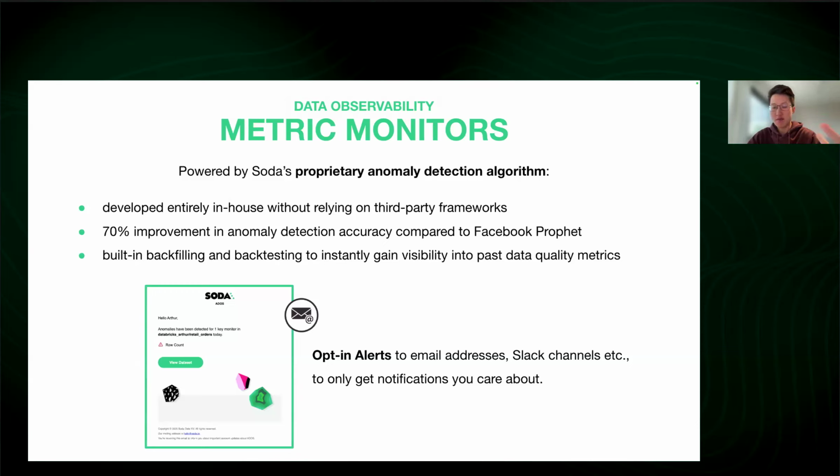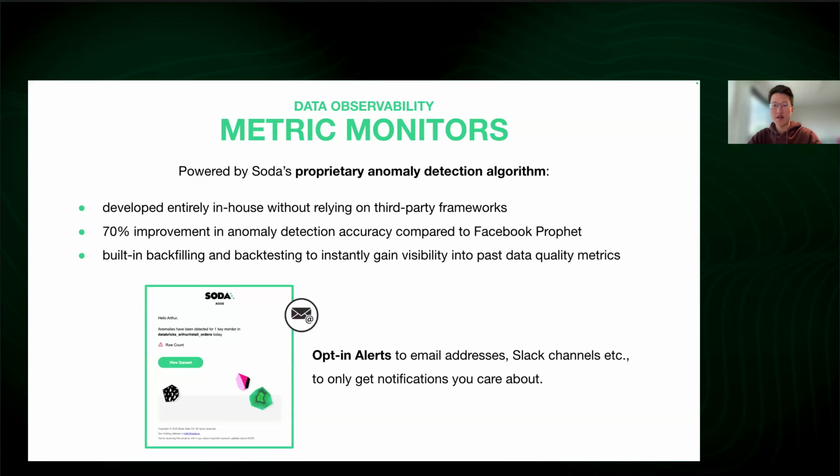This is particularly important and essential for us to ensure that these alerts, these anomalies that have been detected, are as trustworthy and as reliable as possible. And of course, since they're developed in-house, there's no reliance or dependency on any third-party frameworks. Besides being fully developed in-house, these algorithms have also been tested to have a 70% improvement in the accuracy of anomalies detected as compared to the Facebook Prophet model that we were previously using.